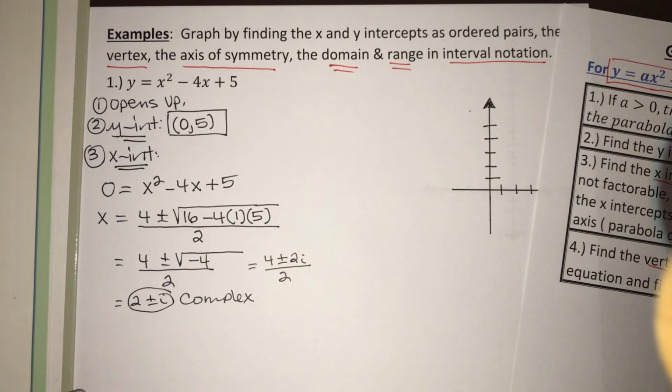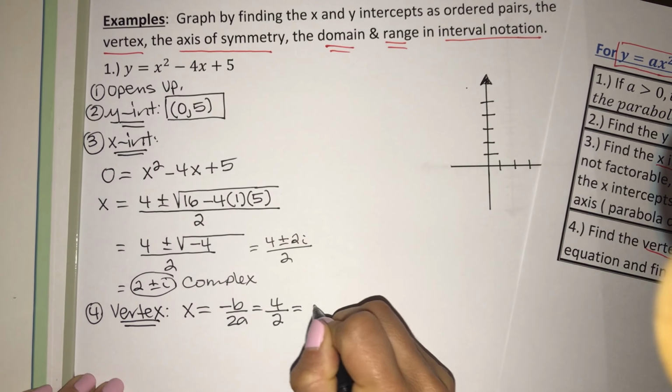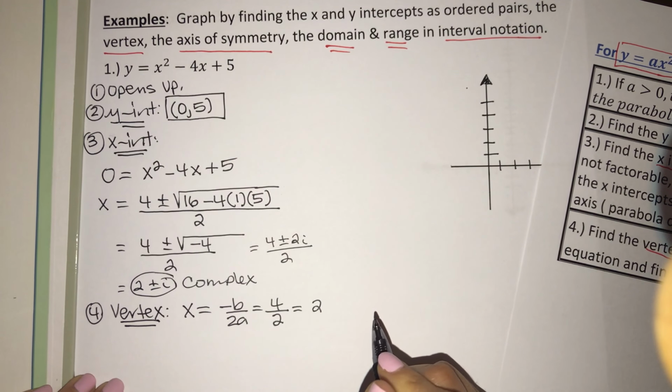So to get the vertex, the x-coordinate is going to be negative b over 2a. That's our formula. So b happens to be negative 4. Negative 4 plugged into this formula becomes positive, and then 2a is just 2. So the x-coordinate is 2.